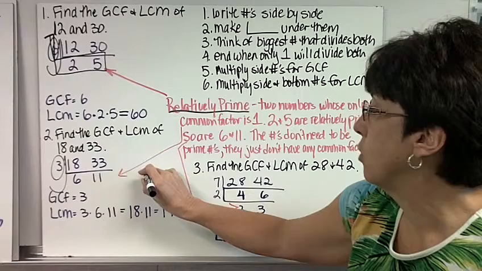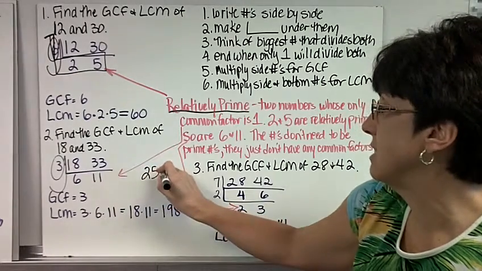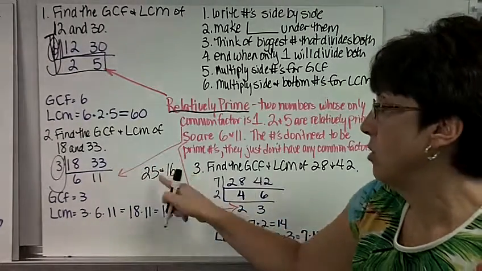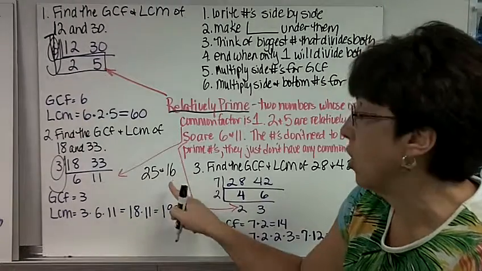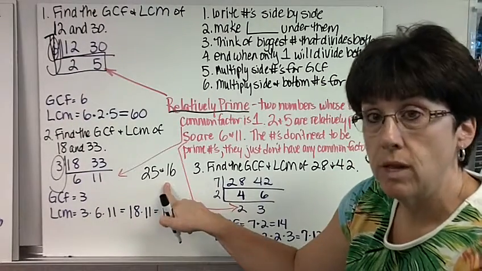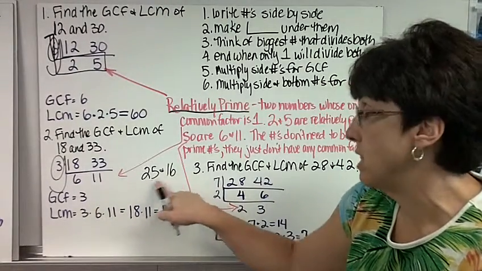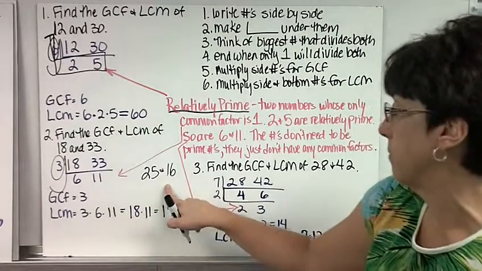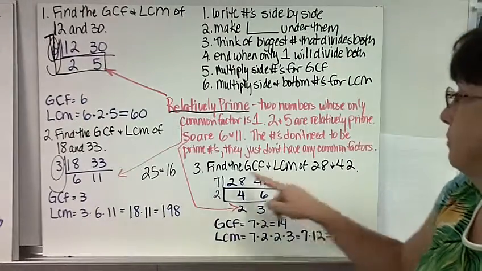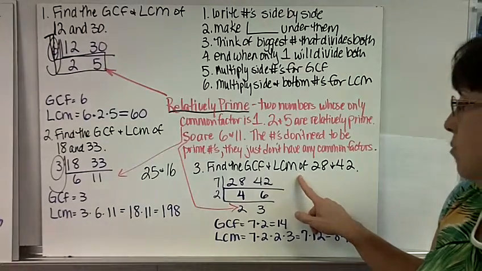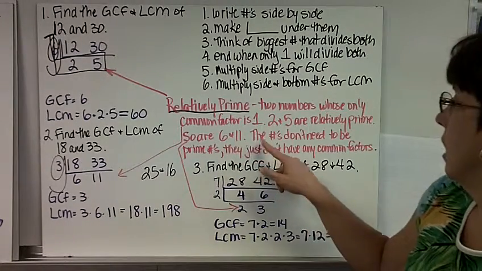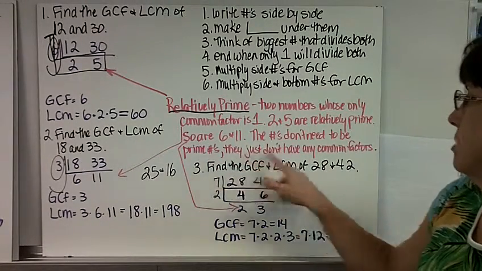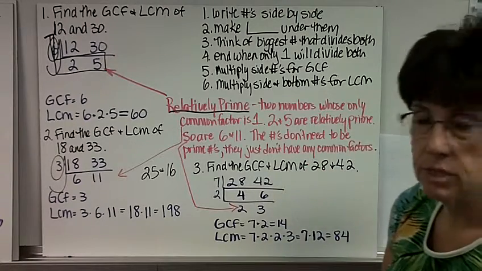For example, 25 and 16. Neither of these are prime numbers, but they are relatively prime because the only common factor between these two numbers is 1. Okay, let's do one more problem. Oh, I want to just say the numbers don't need to be prime numbers. They just don't have any common factors besides 1.